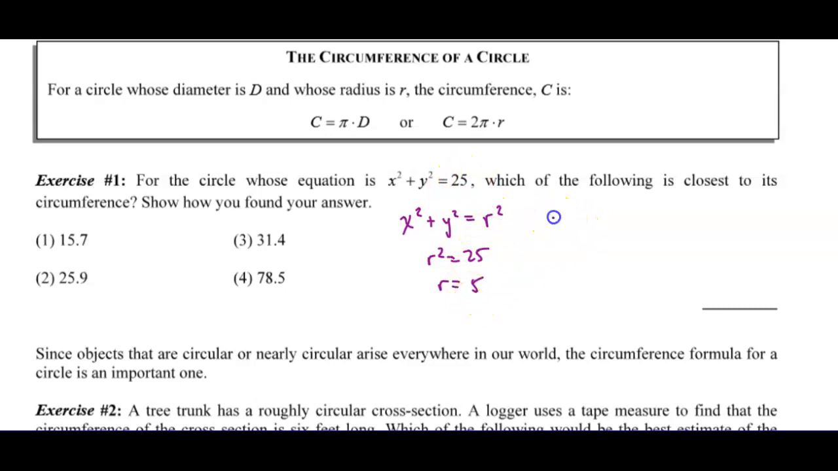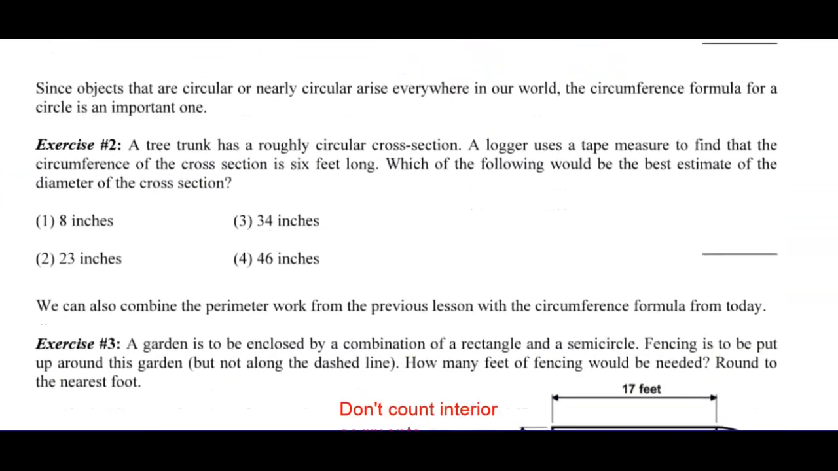So now, to apply the circumference formula, I can do pi times diameter, and if the radius is 5, diameter must be 10, so 10 pi, and that would be equivalent to approximately 31.4. So that's choice 3. Again, more about that equation in class, but take the radius out, use it in the circumference formula.